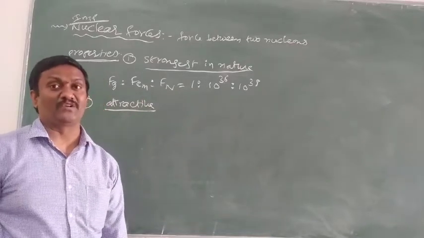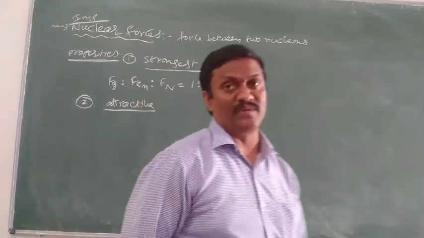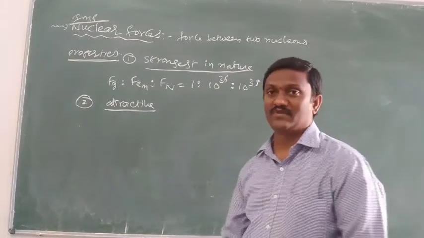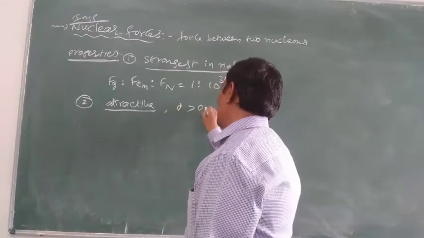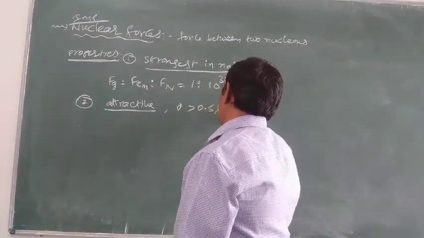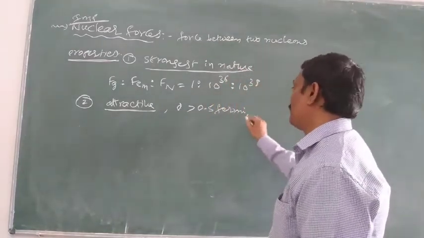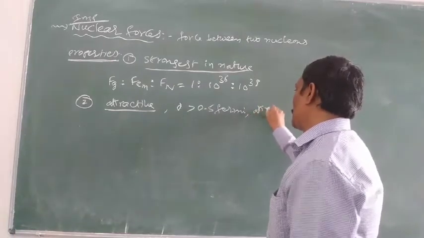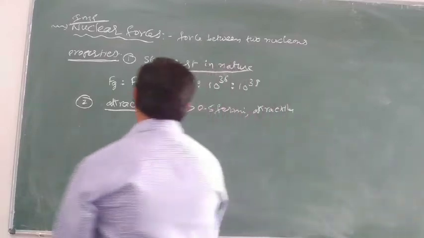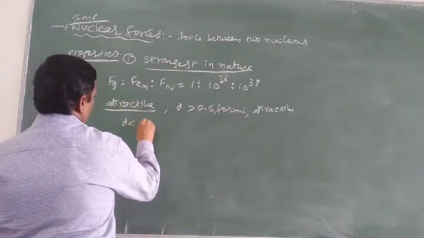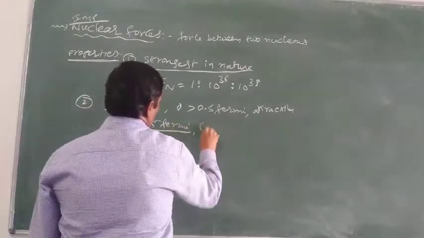Between one nucleon and another nucleon, there are some attractive forces. Between any two nucleons, there can be attractive force or repulsive forces. If the distance between any two nucleons is greater than 0.5 Fermi, then the force between these two nucleons is attractive. If the distance between two nucleons is less than 0.5 Fermi, then the force between two nucleons is repulsive.